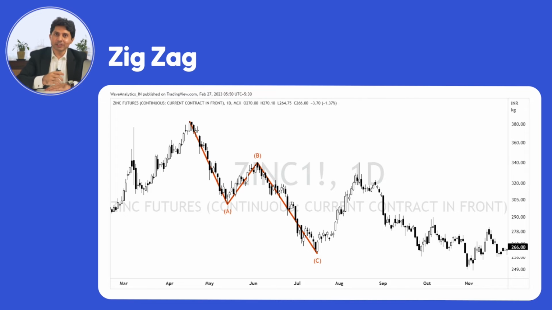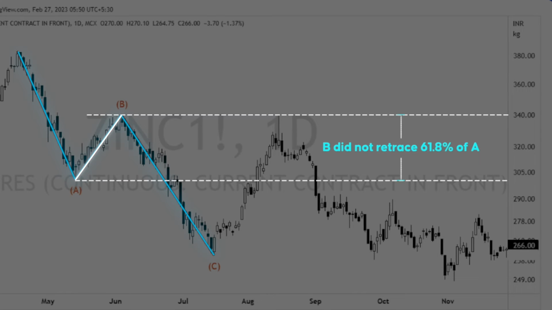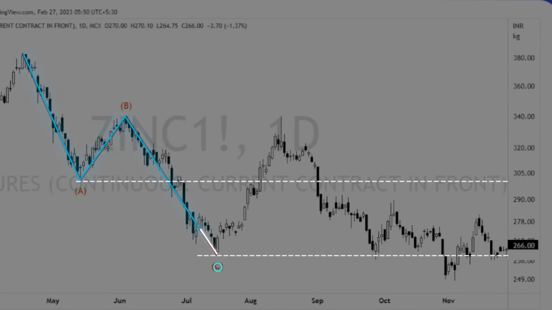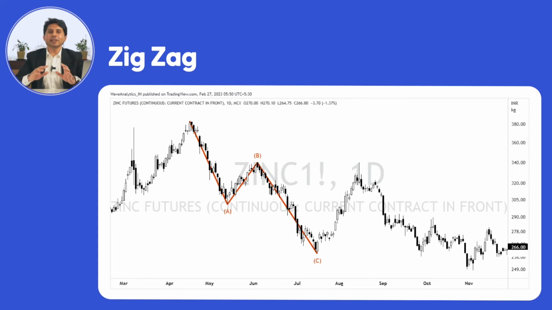So now this one is on zinc. Again, B did not retrace beyond 61.8. C went beyond A's low. In some cases, just as a guideline, C can sometimes be 0.618 to 0.786 of A. It can sometimes extend to 1.272 of A.